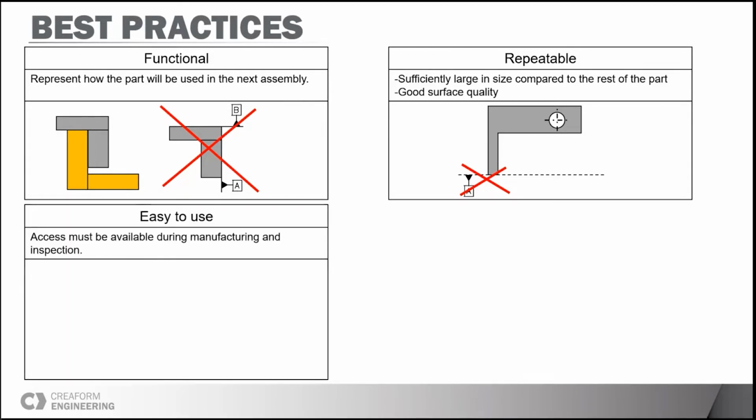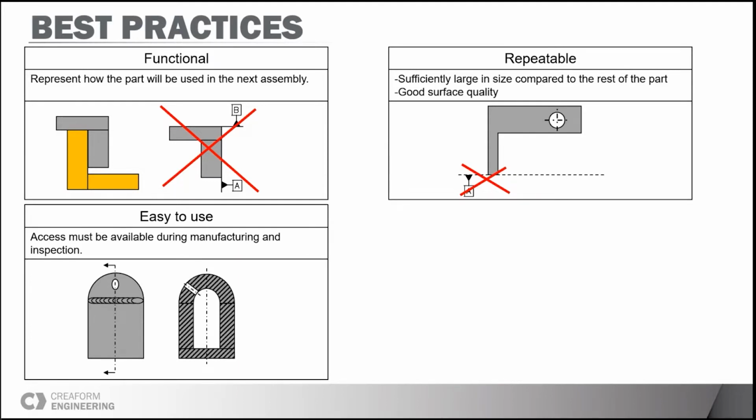The next one is ease of use. So obviously, if we are not able to use the datum during the manufacturing or inspection of the part, we won't be much better off. So in a case like this example right here, if we have some kind of cylinder with a welded cover like this, and we decide to choose a datum on the inner diameter that we can't access, well, that won't be a really good choice of datum.